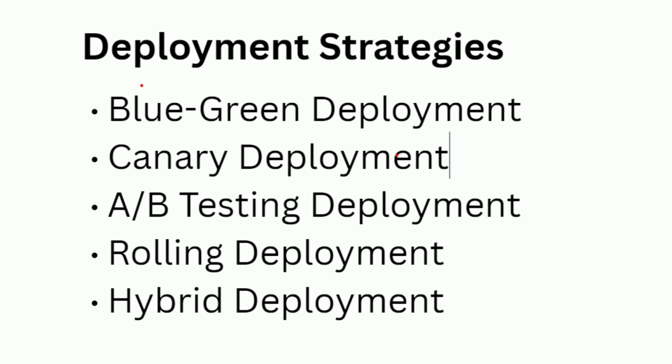A/B testing deployment is another strategy. In this strategy, 2 different versions of an application are deployed to a small subset of users. We then study and compare their behavior to determine which version should be deployed to the rest of the users. I am sure you have heard of rolling deployment too. In rolling deployment, individual servers or components are gradually updated, rather than deploying all at once. And finally, sometimes a hybrid deployment strategy I also adopted, which involves combining different deployment strategies to achieve specific goals.